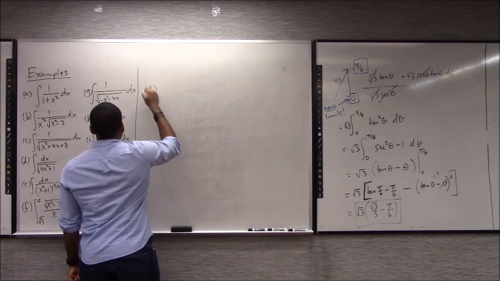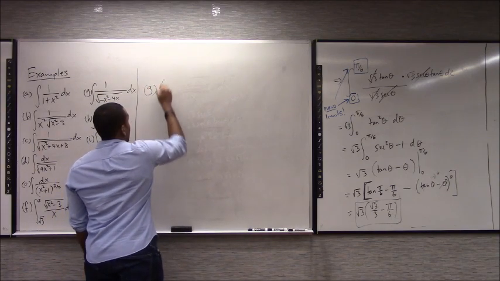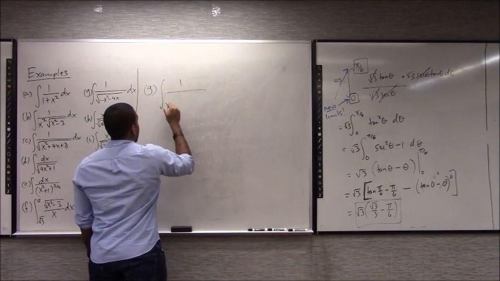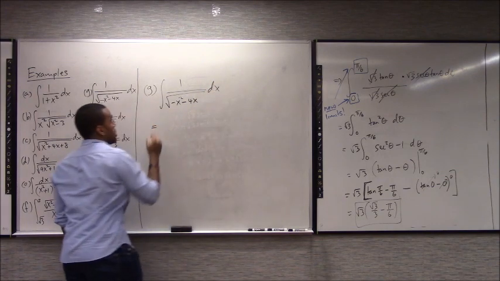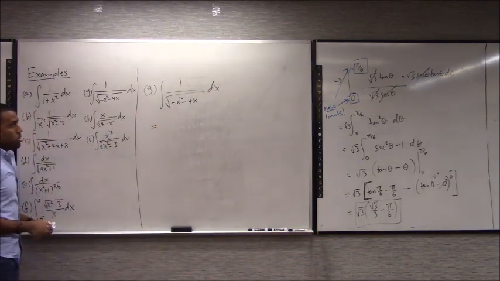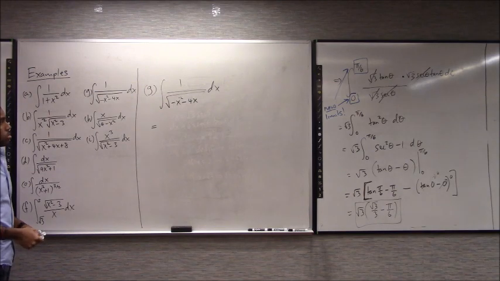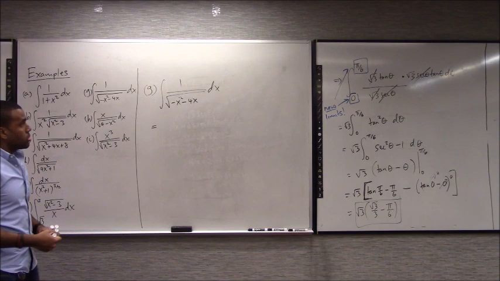Okay, knocking these off. 1 over the radical of minus x squared minus 4x dx. You do that one. Do you factor out the minus 1?